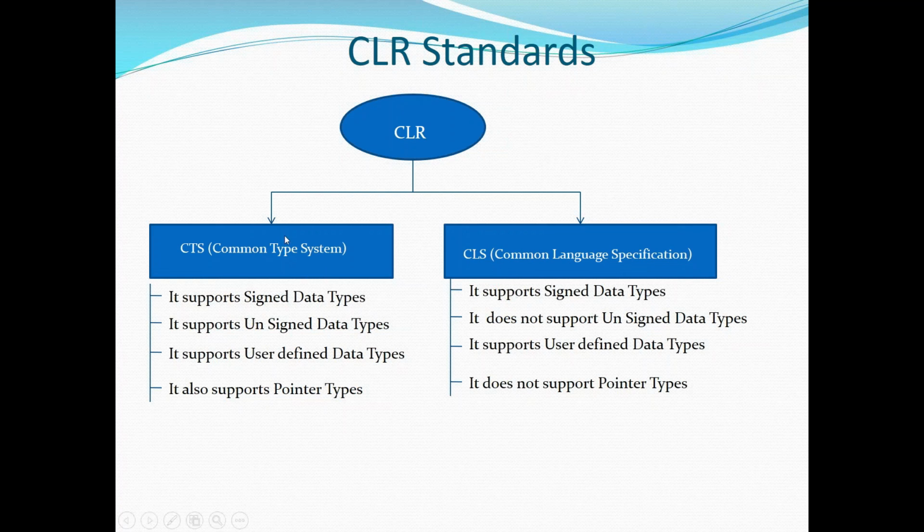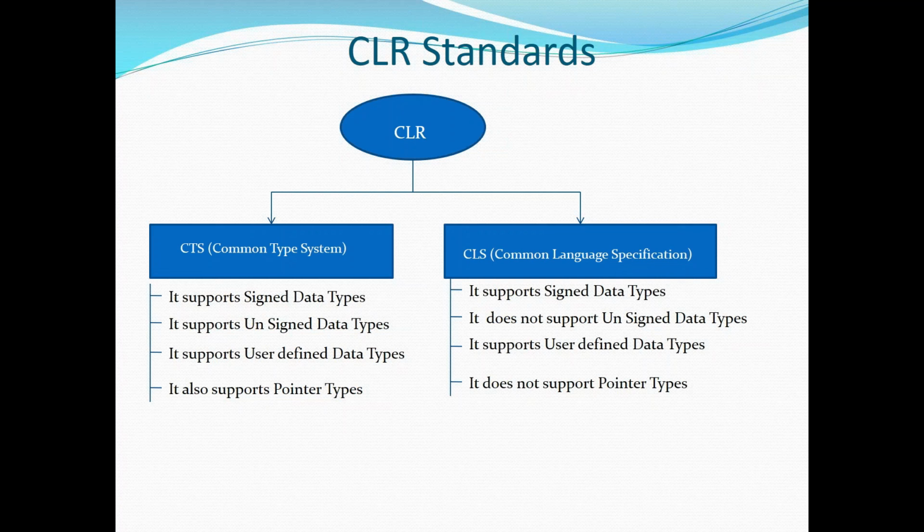Coming to CTS, it supports each and every data type. But coming to CLS, it supports only a few data types. It supports only signed and user-defined data types, but it doesn't support any unsigned or pointer types. So why are we discussing this? Is it useful while writing your program, while structuring your logic? No. Why do we need the standards of CLR?